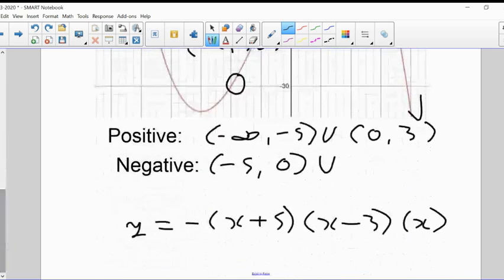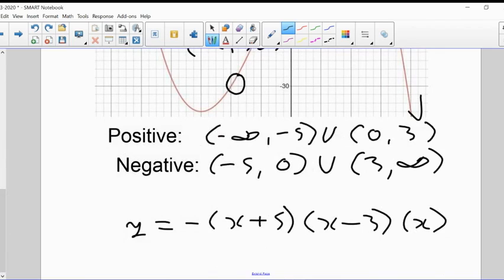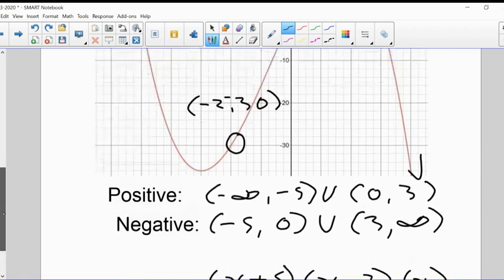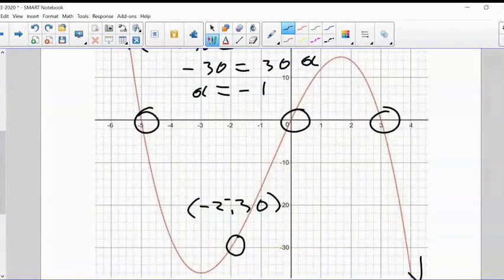And how do I write that? 3 to infinity. Notice that I have round brackets everywhere. There's a good reason for that. Why am I not including, for instance, let's go back and look at where it's negative again. Why am I not including the -5 and the 0 for where it's negative? Why am I only including everything that's between them, but not including the -5 and the 0? Remember, when you have a round bracket, it doesn't include the boundaries.